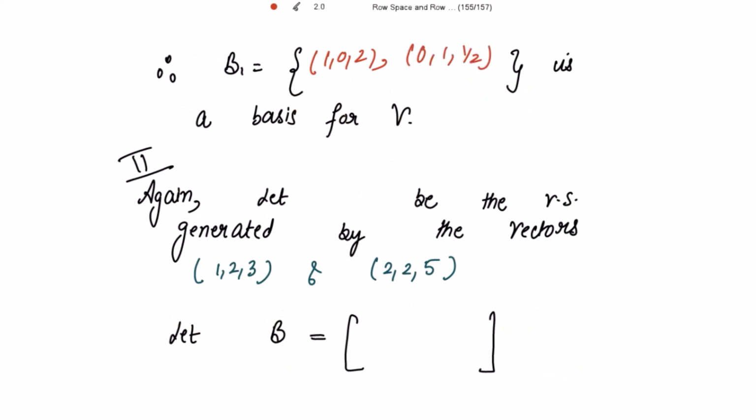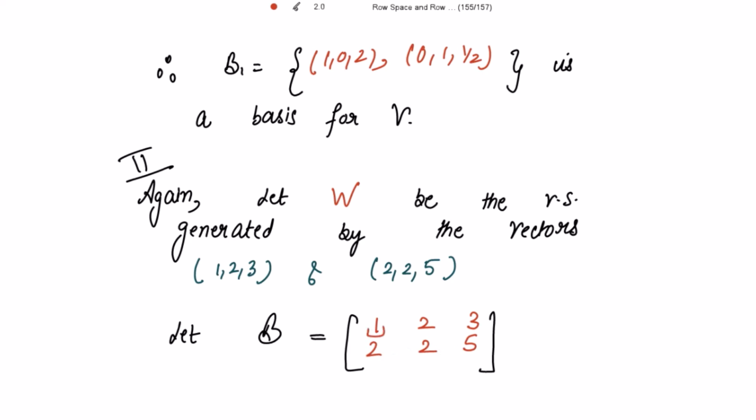So now let's find out the basis for another vector space, let's say W, right? And let's check whether the bases of W are same as that of V or not. So again, let W be the vector space generated by the vectors 1, 2, 3 and 2, 2, 5. And let's write these vectors in matrix form named as B. So it is 1, 2, 3 and 2, 2, 5.